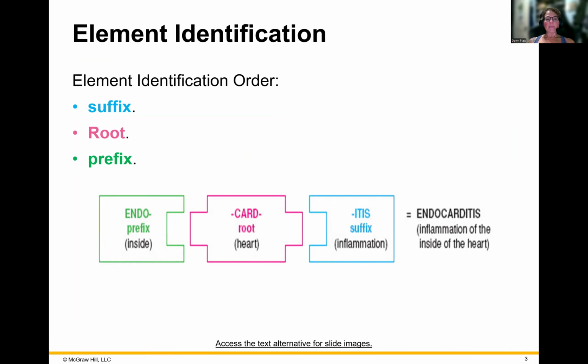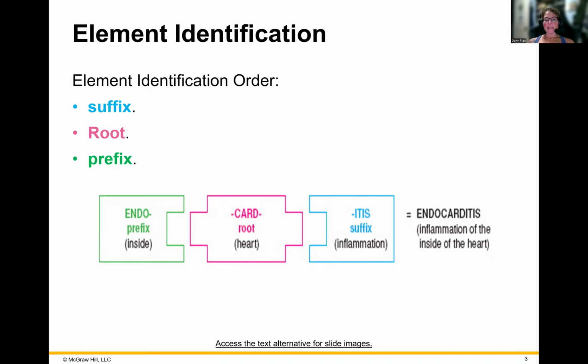So we look at the actual word, and we can see here that we have a prefix, a root word, and then a suffix. The way you actually are going to define the medical term is you're always going to start with the suffix. You're going to start at the very end. So you can see the element identification order starts with the blue, the suffix. And then we're going to go to the root word and then the prefix for the most part.